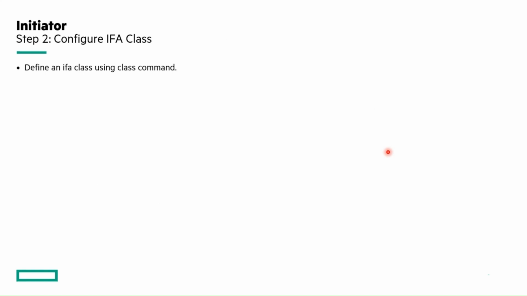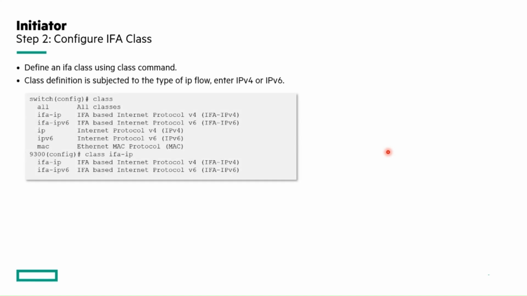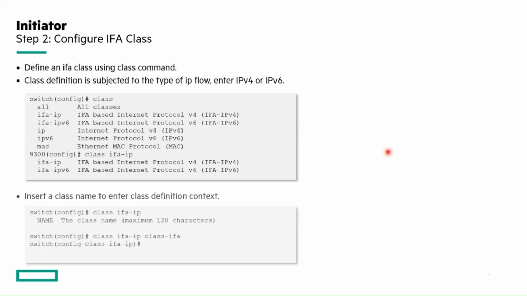Next, we have to configure the IFA class, and this is how we need to define the class. The class definition is subject to the type of flow or type of IP flow. For instance, the class needs to be an IPv4 type of class or IPv6, so you need to choose one of them. We have the option for IP, IPv4 and IPv6 class separately.